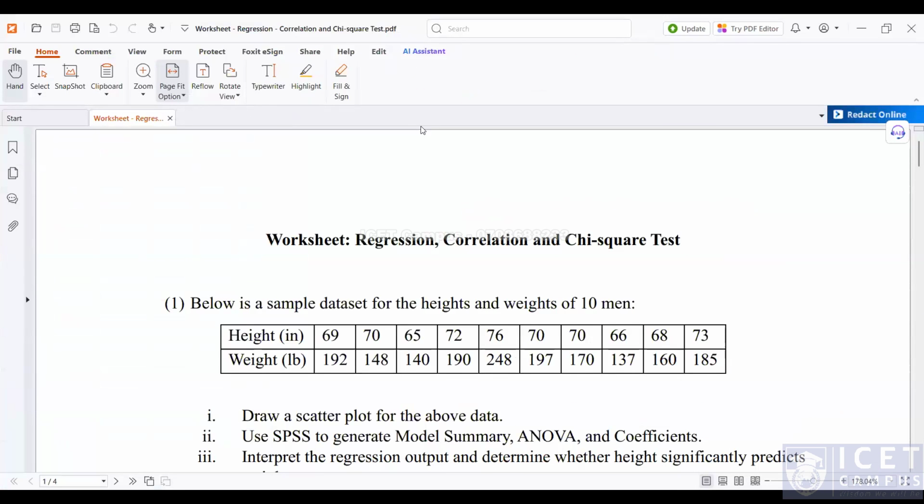First, we can discuss the tutorial that was given last week. That is about regression and correlation analysis and the chi-square test.